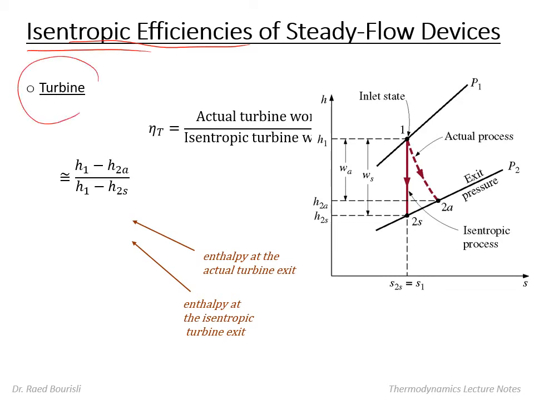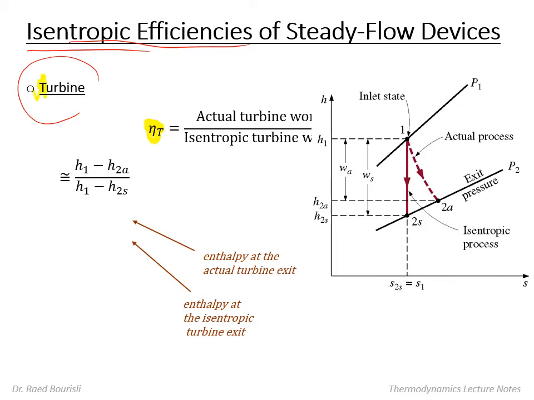The first one is for a turbine. I'll call it eta sub t. So it's an efficiency. It's not a COP. It's actual efficiency, and the subscript T meaning it's a turbine.